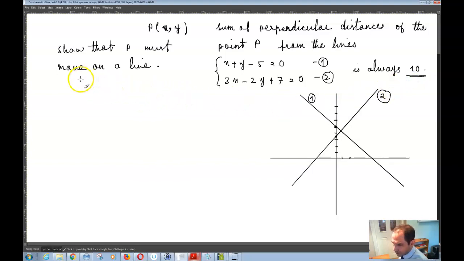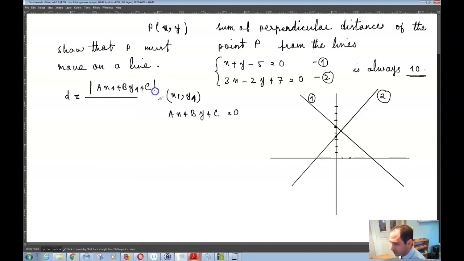So what that means is that the perpendicular distance of a point from a line is d is equal to, basically, we have the point x1, y1, and we have the line ax plus by plus c is equal to 0. So then over here, what you will get is the absolute value of ax1 plus by1 plus c over the square root of a squared plus b squared.